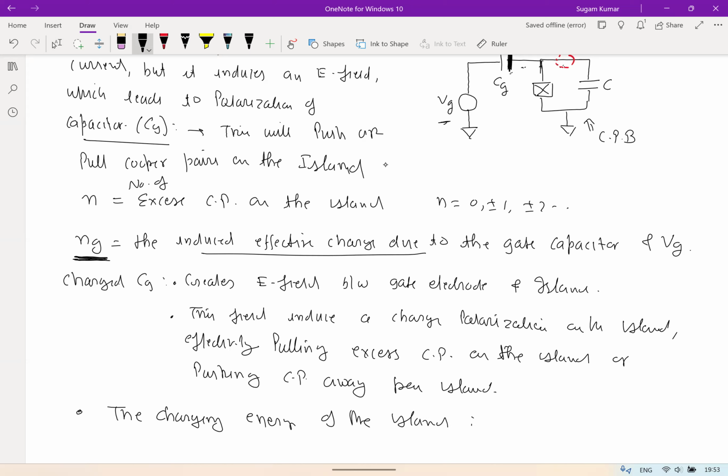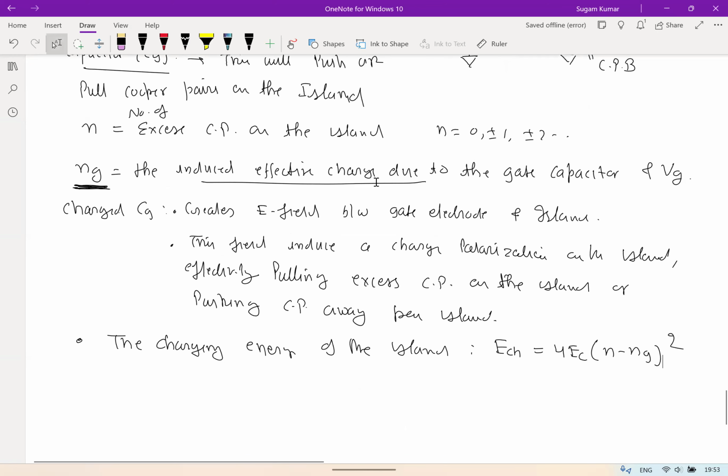Now this is going to be called E charging. This is going to be 4 times EC. It's not only N square, but N minus Ng whole square. So this N is going to be subtracted from the Ng. This is the difference you're going to see here. This charging energy is going to be 4 EC. Earlier, look at the Hamiltonian, when you write down this Hamiltonian, in this case the Hamiltonian is going to change completely.